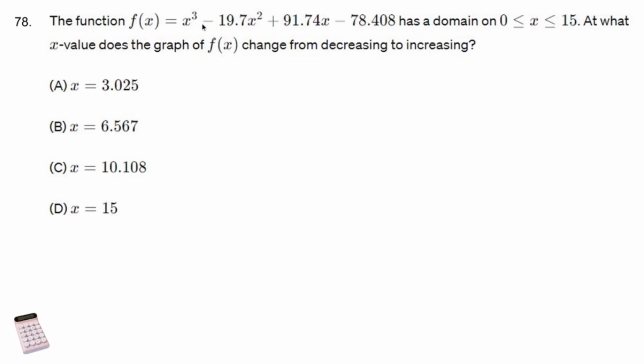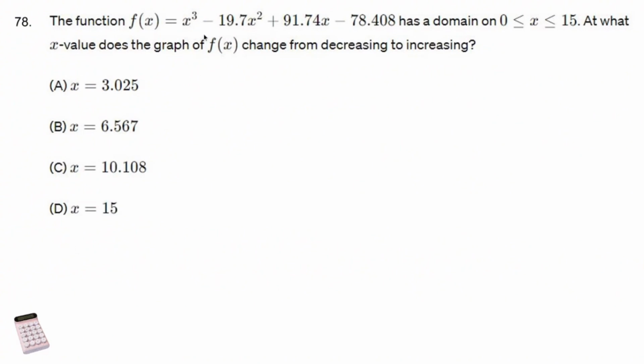The function f of x equals x cubed minus 19.7x squared plus 91.74x minus 78.408 has a domain of x's between 0 and 15, inclusive. At what x value does the graph of f of x change from decreasing to increasing? So this is obviously a calculator problem.